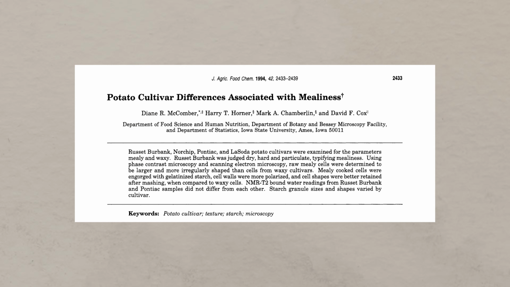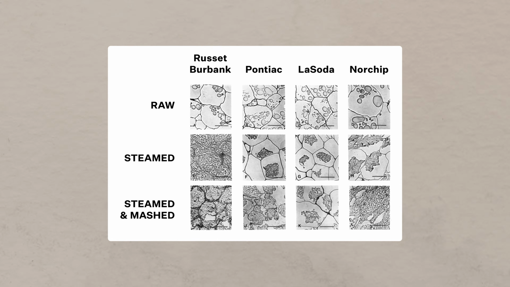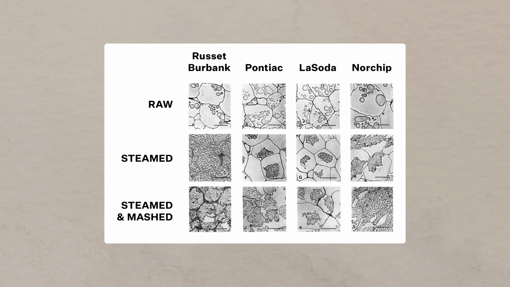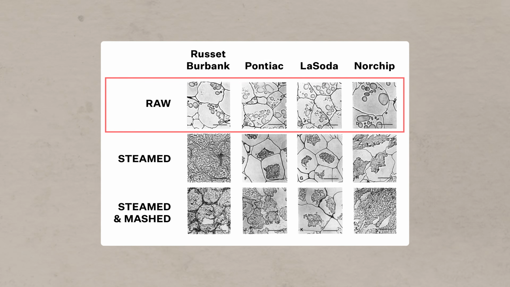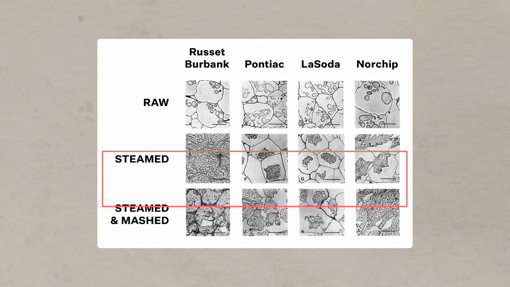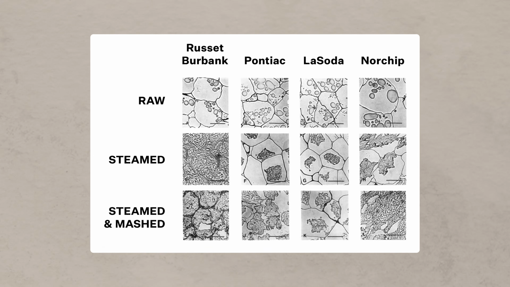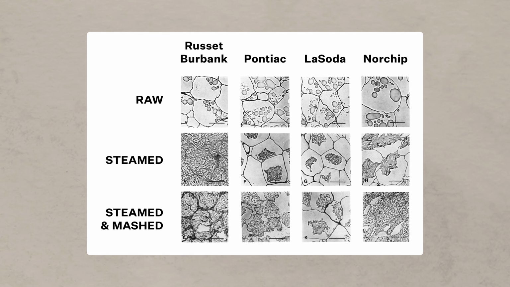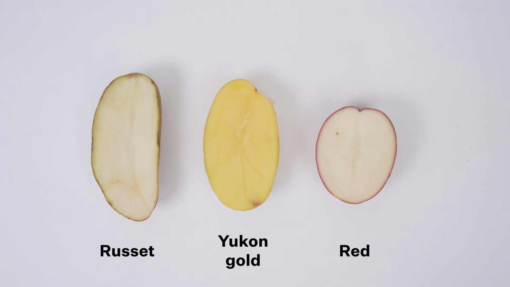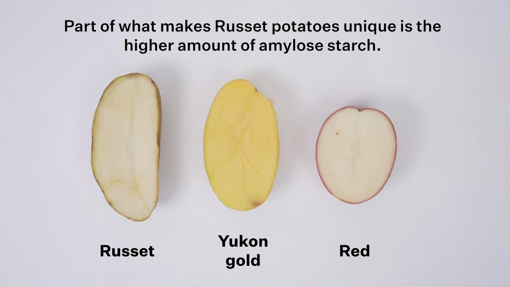Additionally, in this 1994 study, there's an image showing cross-section of 4 different potato cultivars in 3 different preparations: the potato raw, the potato steamed, and then that potato steamed and mashed. And we can see the variation of the textures under the microscope when they're cooked, and this just makes sense. If you have a russet side by side to something like a red potato, it has a unique texture.